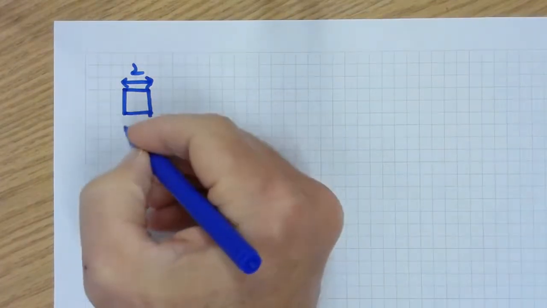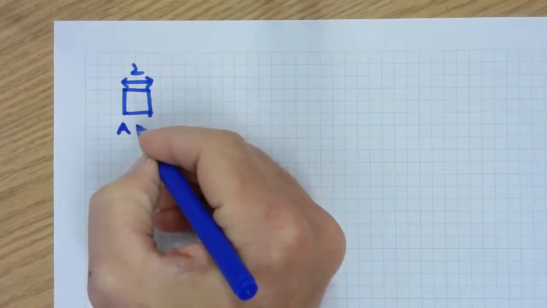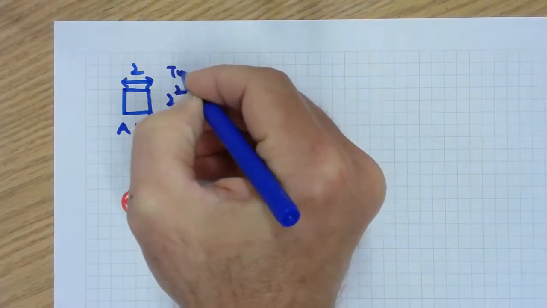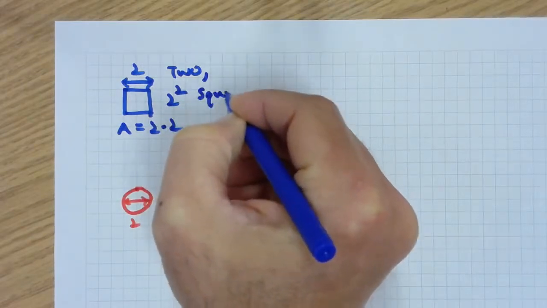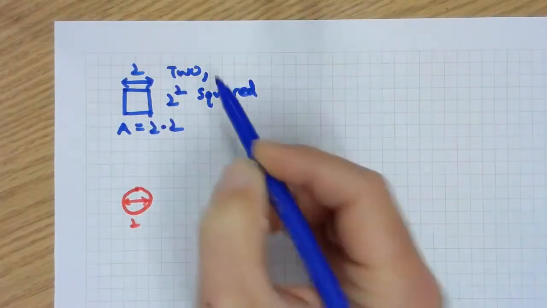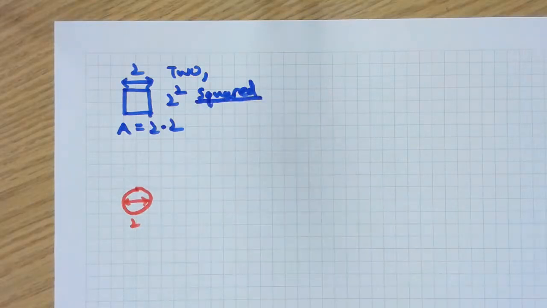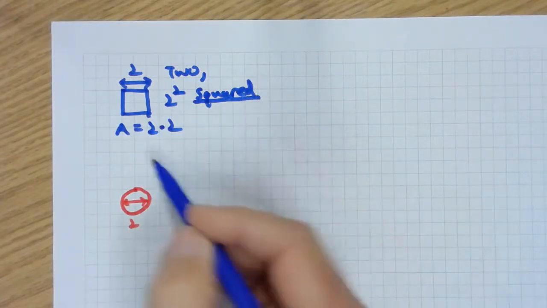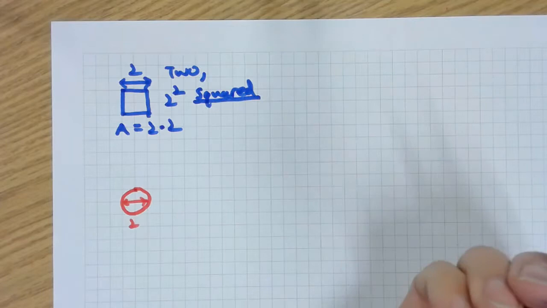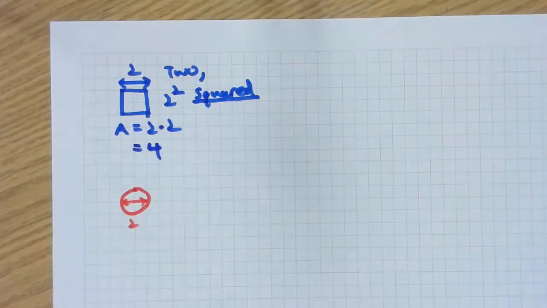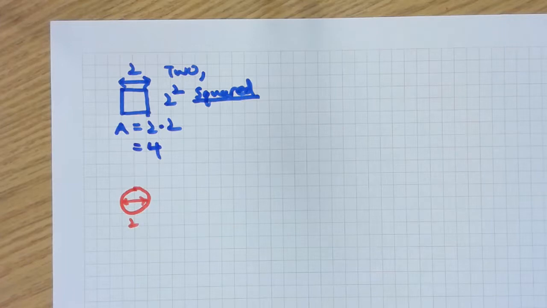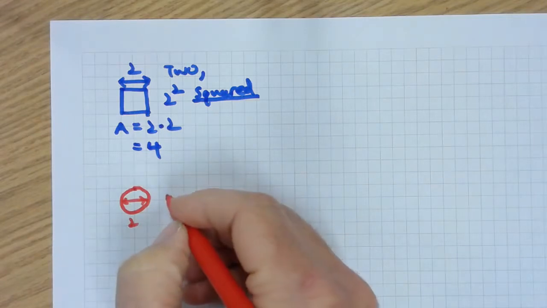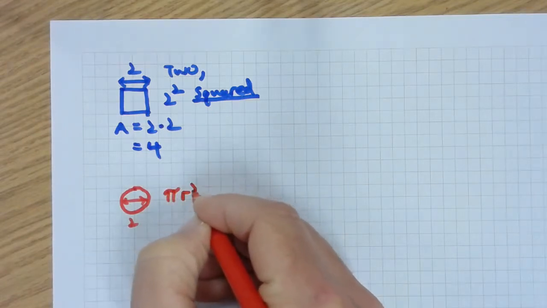So the area of this square is simply 2 by 2, 2 squared. You can watch some of my other videos to get these fabulous connections between language and math operations. Since it's a square, that's why we call this little symbol a square, because it finds the area of a square. Anyway, the bottom line is that's 4. Okay, now we're going to go to the circle, which traditionally we would go pi times r squared.